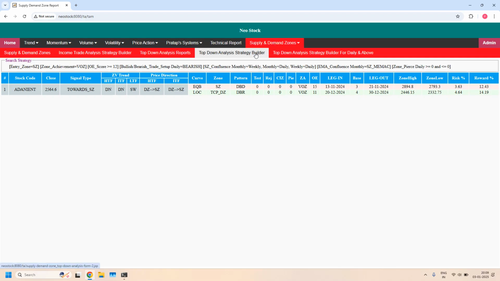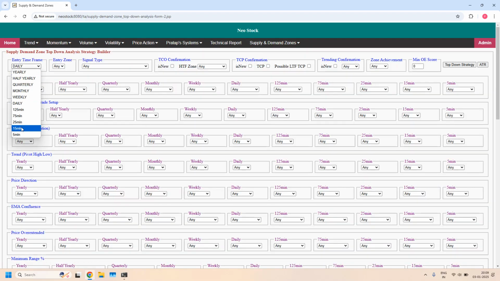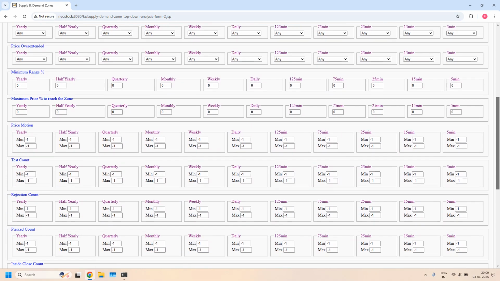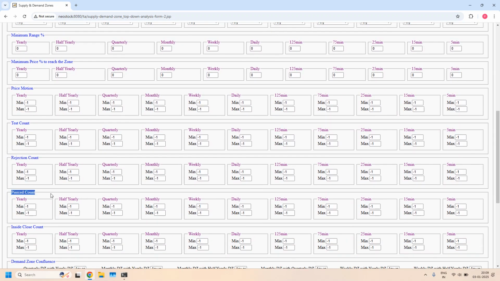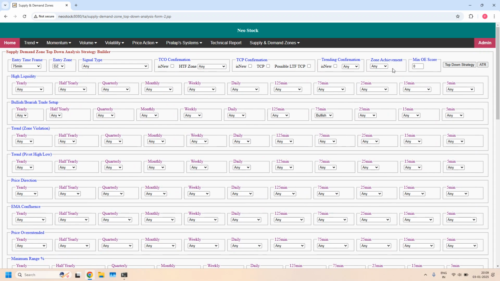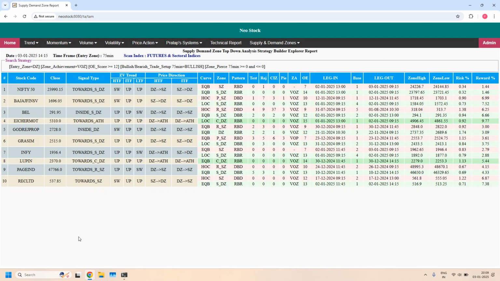Next, bullish trade setup weekly income trade. Entry time frame 75 minutes. Entry zone, demand zone. In bullish or bearish trade setup at 75 minutes time frame, I am selecting bullish. Now 75 minutes demand zone should not be pierced. So in the 75 minutes time frame, I am setting minimum value 0, maximum value 0. Zone achievement violated opposing zone, minimum odd enhancer score 12. All three filters are applied to 75 minutes demand zone. We got 10 stocks. All these 10 stocks are currently supporting bullish trade setup for weekly income trade.